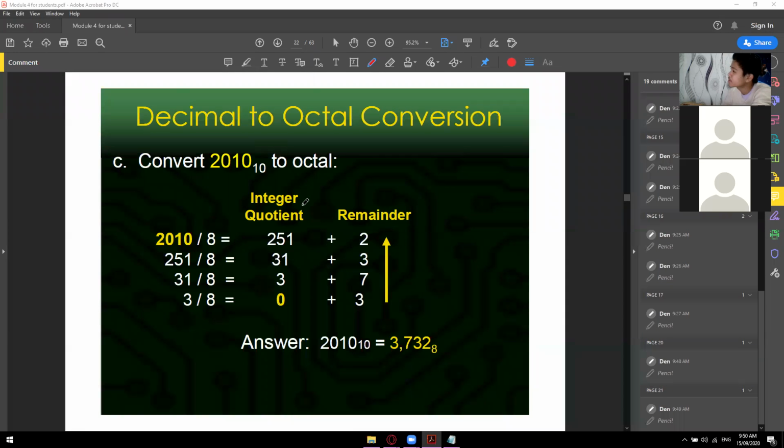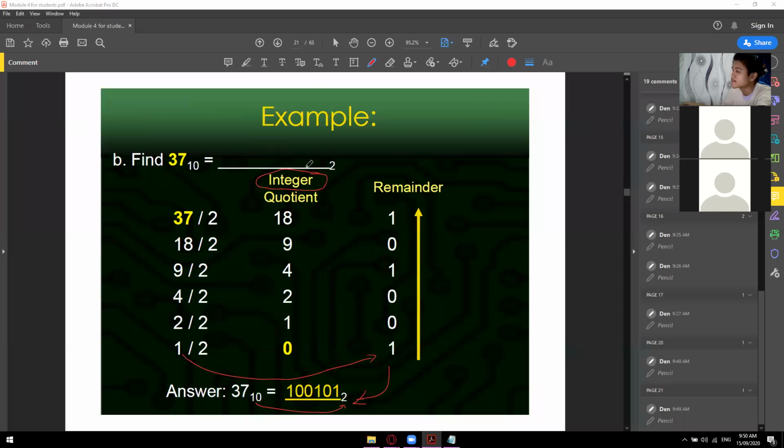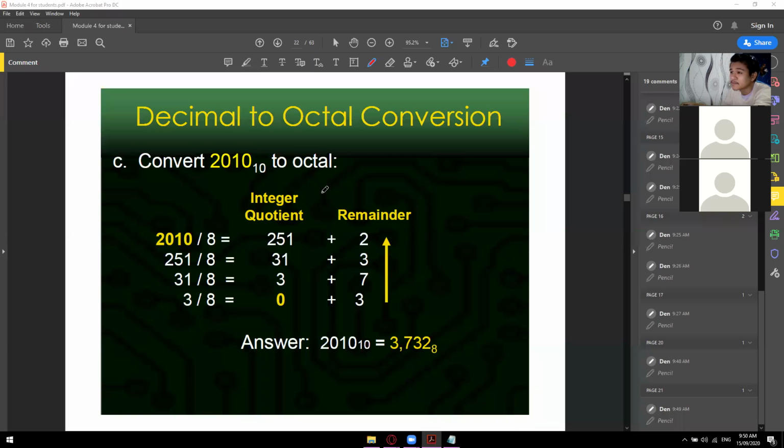So this one is octal now. Okay? So earlier it was from decimal to binary, and this one now is octal. Convert 2010 decimal to octal. So our dividend is 8, since the base of octal is 8. So 2010 divided by 8 is 251. To get this, what you do is literally divide 2010 by 8.